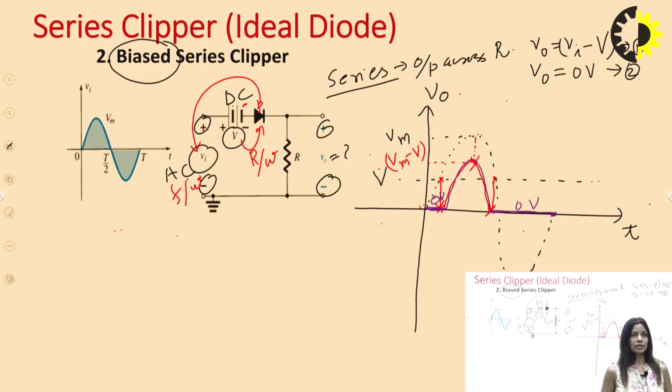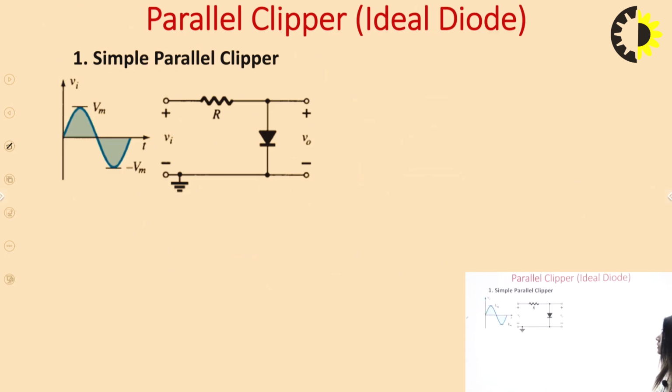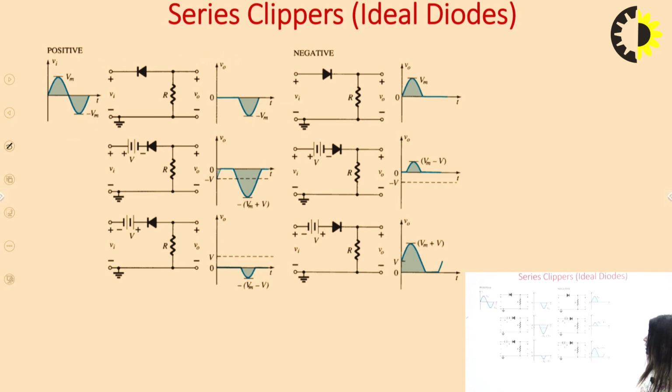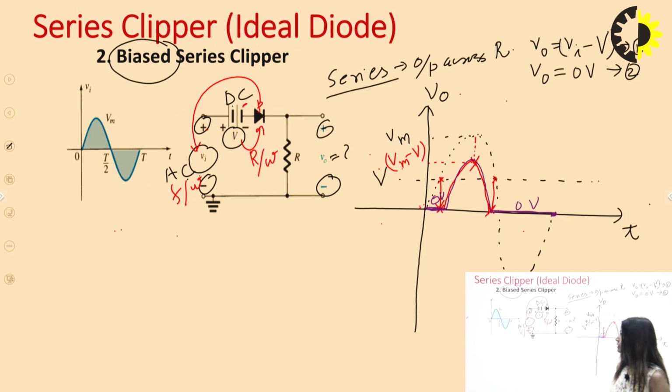case of the series clipper. As far as parallel clippers are concerned, the output can be taken across the diode itself, like this. The parallel clipper, we are taking the output across the diode. Here there are so many examples. Some input voltage is given and many clipper circuits have been made, and you can see in all the circuits we are taking output across the resistances only, and hence we can complete the results like that.